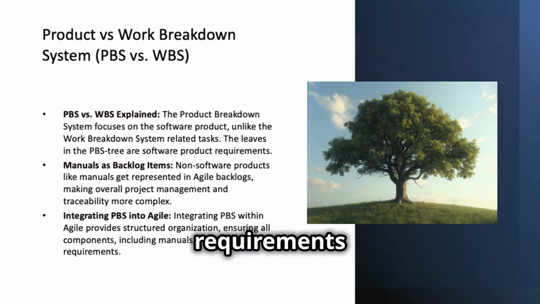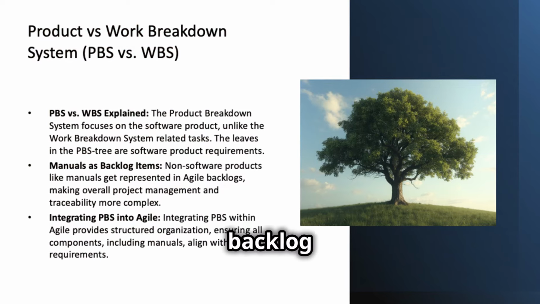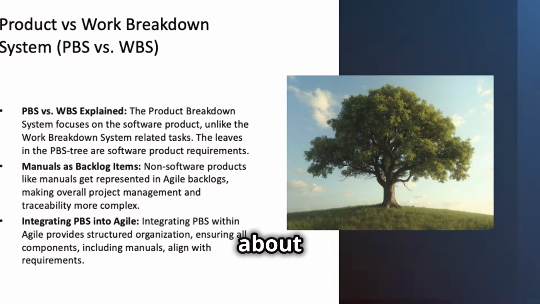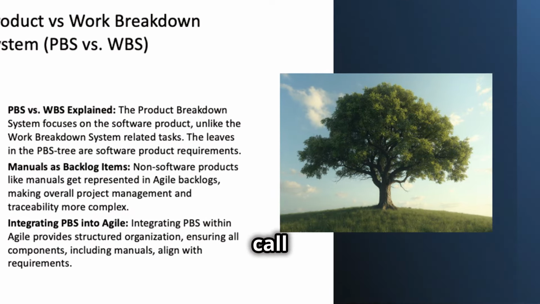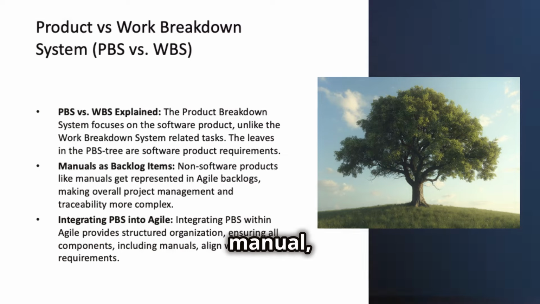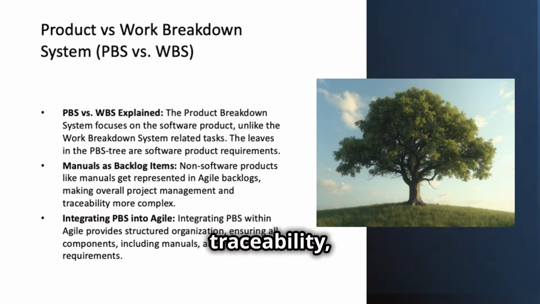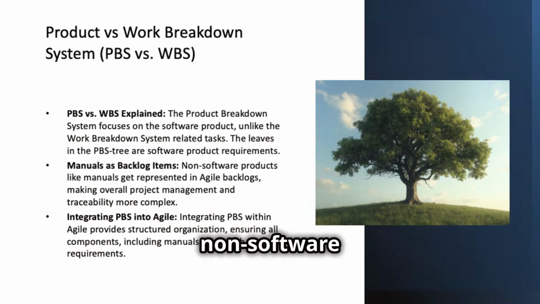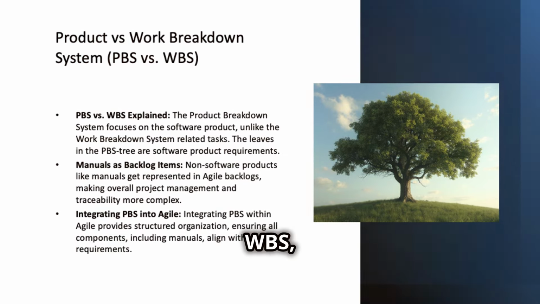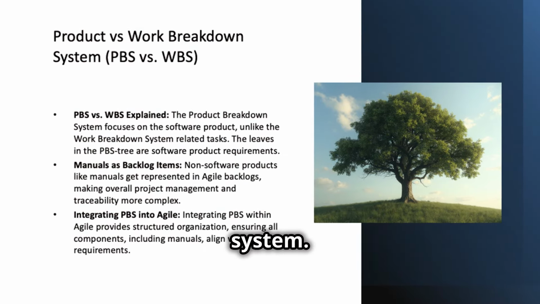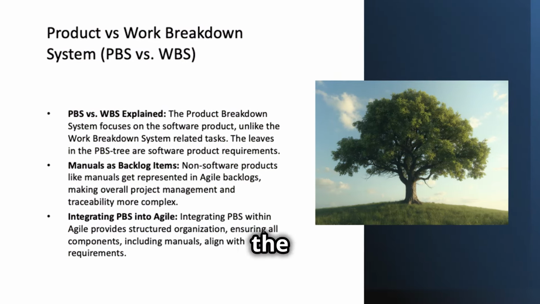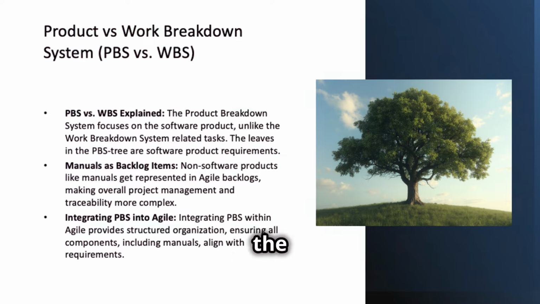Unfortunately, not all requirements and not all entries in your backlog concern the software product. Some of these requirements are about deliverables, or what we can call work products. For example, the user needs a user manual, the legal department needs proof of traceability, etc. These non-software products are, in fact, part of what we used to call the WBS, or Work Breakdown System.